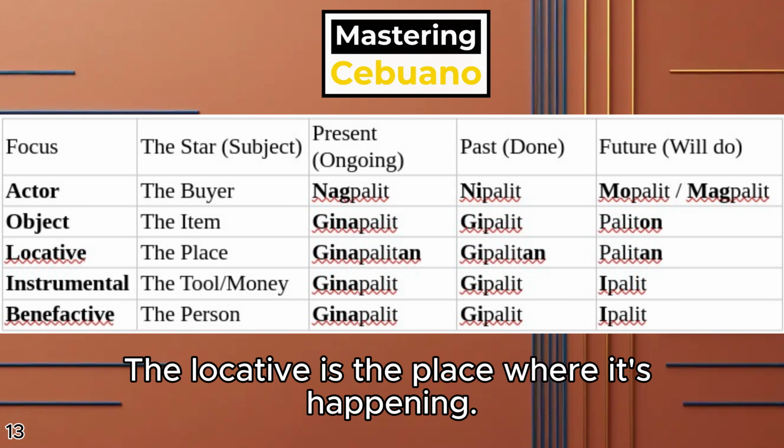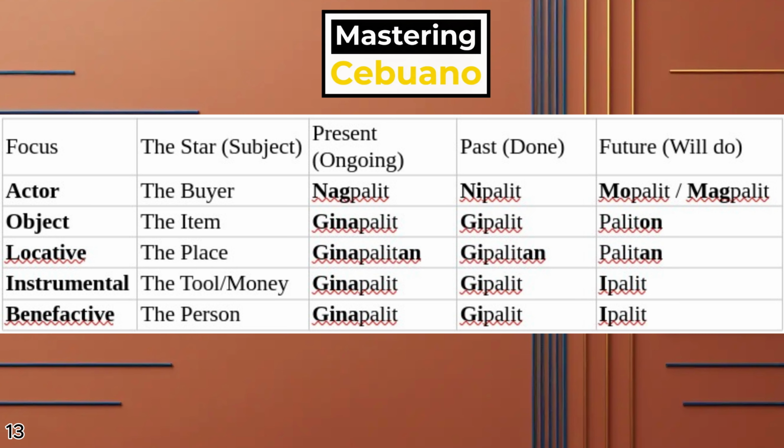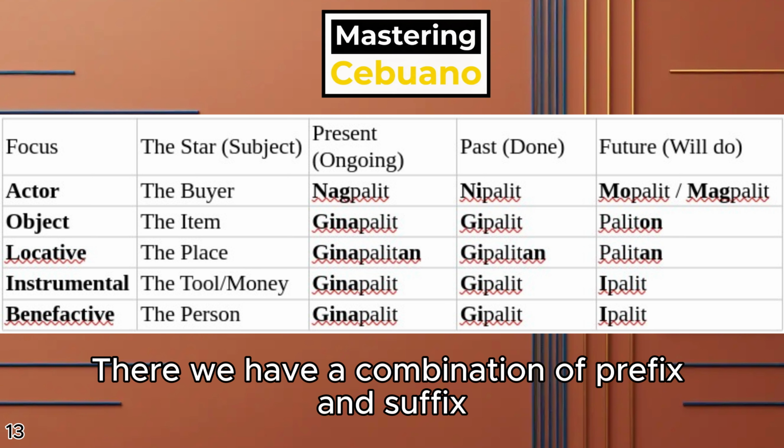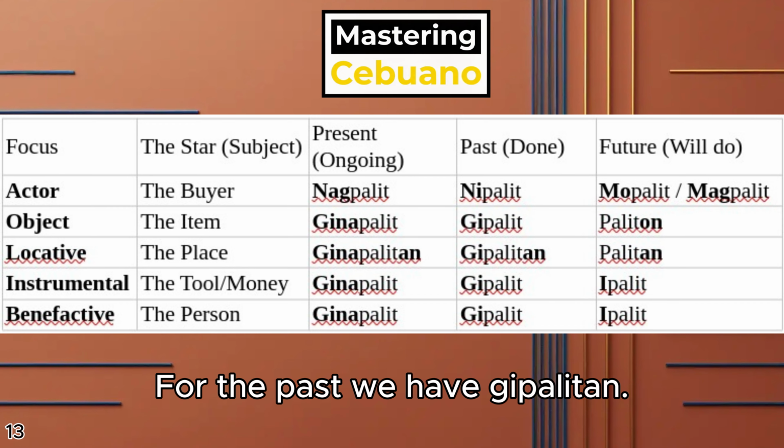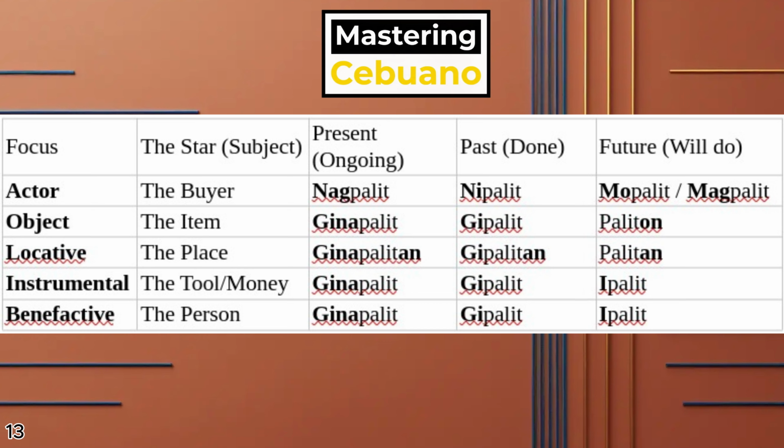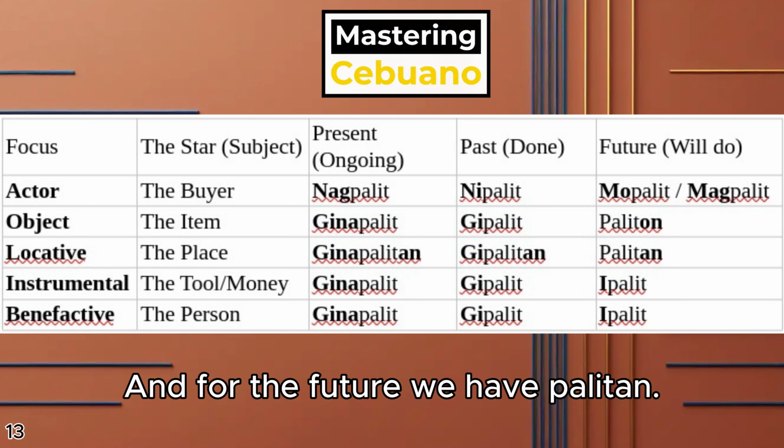The locative is the place where it's happening. There we have a combination of prefix and suffix, ginapalitan. For the past, we have gipalitan, and for the future, we have palitan.